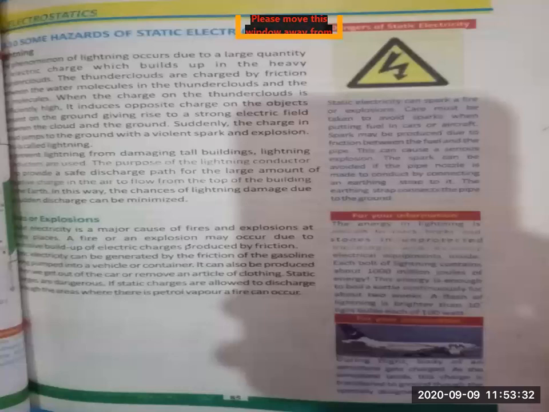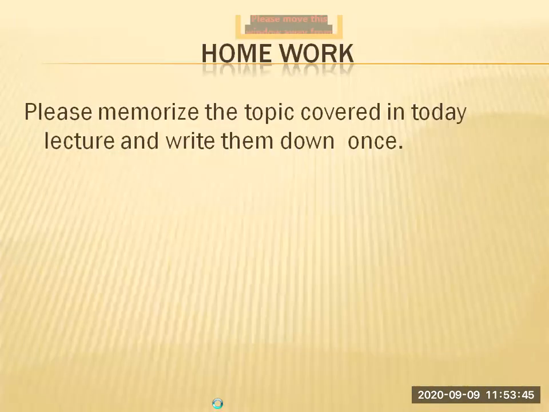So we have many advantages, and we have some hazards of static electricity as well. Students, I hope you understand this topic well. Please memorize the topic covered in today's lecture and write it down once.